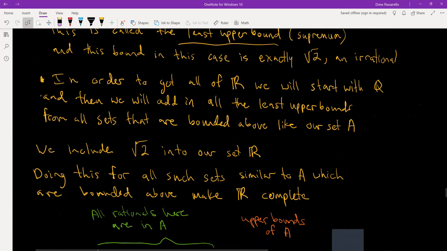So in order to get all of the real numbers, we start with the rational numbers, and then we add in all these least upper bounds from all the sets that are bounded above, for example, like our set A. And then we include the square root of 2 in our set of the real numbers. Doing this for all such sets similar to A, which are bounded above, makes the real numbers complete.